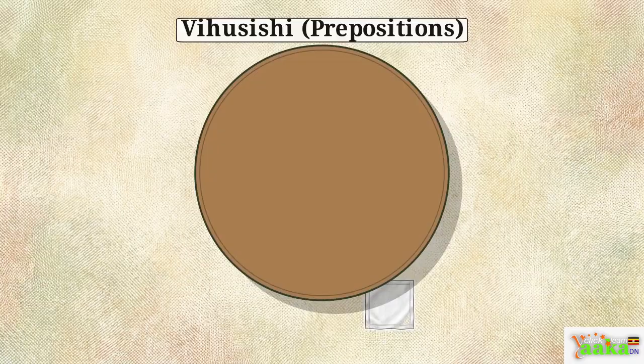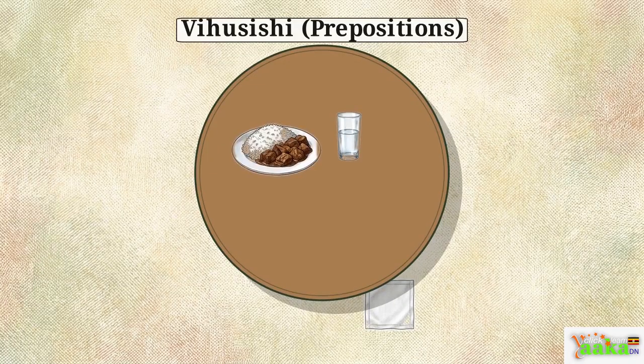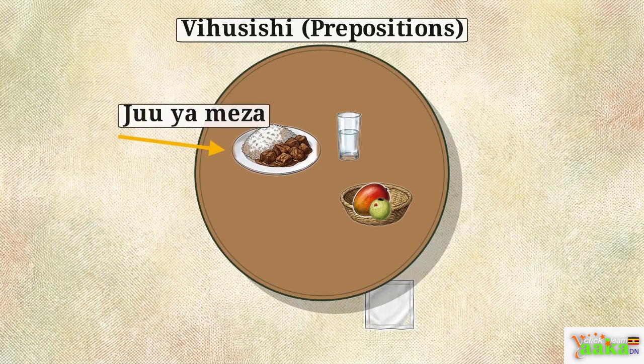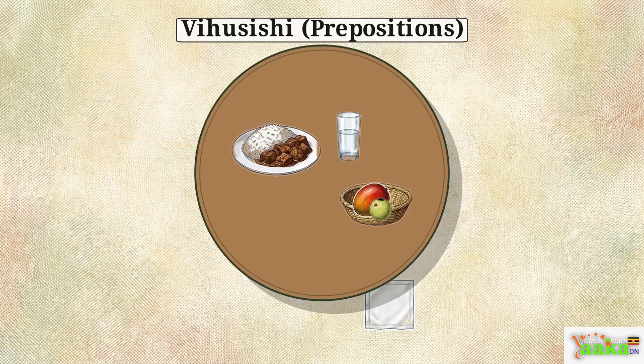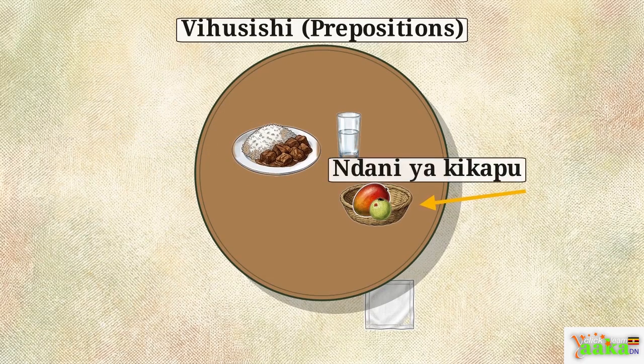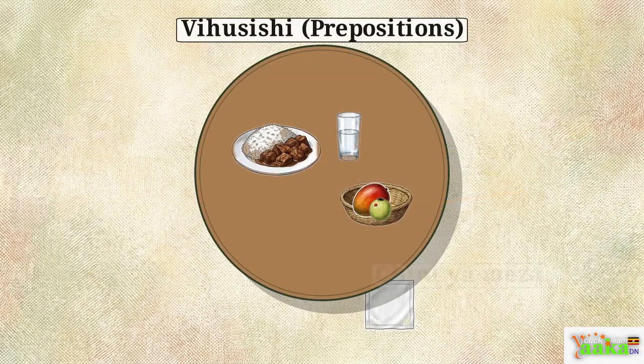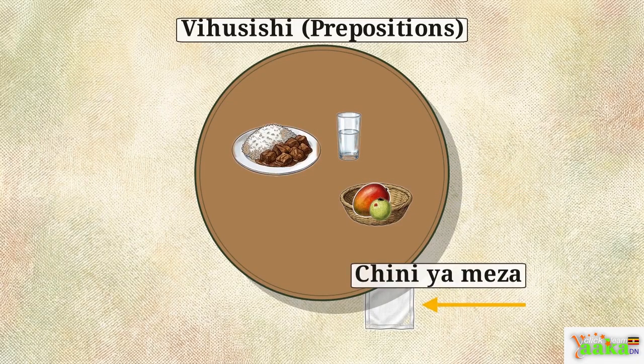To describe exactly where each item is located, Kiswahili uses specific spatial prepositions, or vihusishi. We can locate your food using these phrases. The rice and meat are juu ya meza, on top of the table. Your mango and guava are ndani ya kikapu, inside the basket. And if you drop your napkin, it is chini ya meza, under the table.